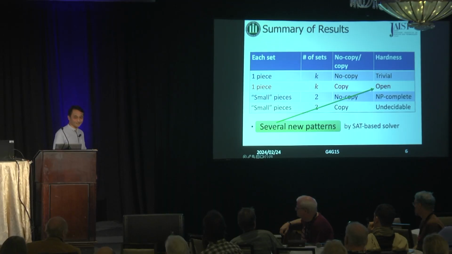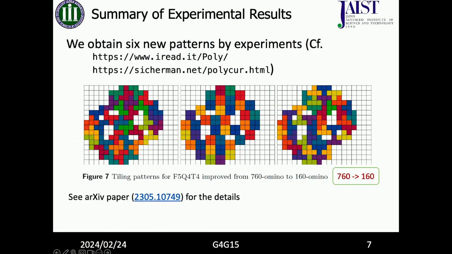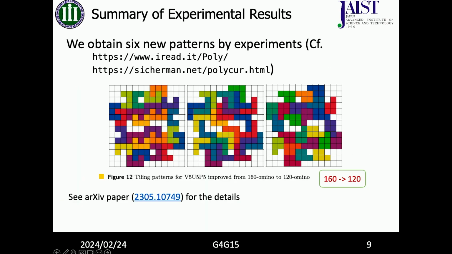This is impossible, theoretically. But nevertheless, we made some solvers based on a SAT solver. We got some new patterns here. I won't give the details; you can find them in the arXiv paper. But for example, for this one, we found this pattern. The previously known result required 760 ominoes, but we improved it to only 160. And something like that, and something like that. If you are interested in such patterns, please check the arXiv paper.